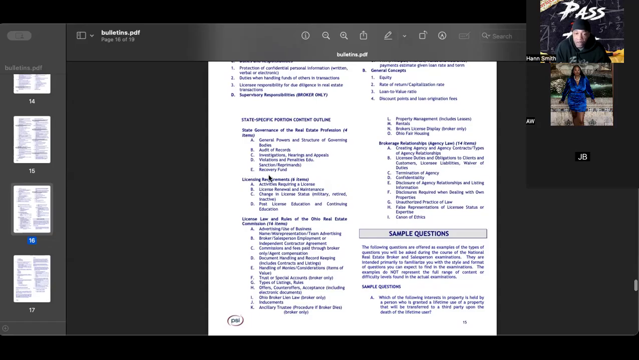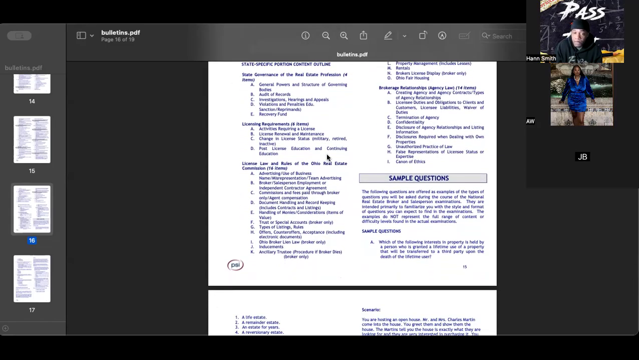Then the next section is going to be license requirements: renewing your license, what it takes to get a license, continuing education and all that stuff. That's also putting your license in escrow, or having them hold the license and stuff. That's all in this section, license requirements. It's 6 items on that. So that's 10 things. We know it's 40 questions on the state test.